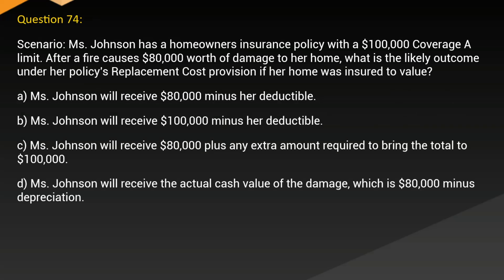Question 74. Scenario: Ms. Johnson has a homeowner's insurance policy with a $100,000 coverage limit. After a fire causes $80,000 worth of damage to her home, what is the likely outcome under her policy's replacement cost provision if her home was insured to value? A. Ms. Johnson will receive $80,000 minus her deductible. B. Ms. Johnson will receive $100,000 minus her deductible. C. Ms. Johnson will receive $80,000 plus any extra amount required to bring the total to $100,000. D. Ms. Johnson will receive the actual cash value of the damage, which is $80,000 minus depreciation.